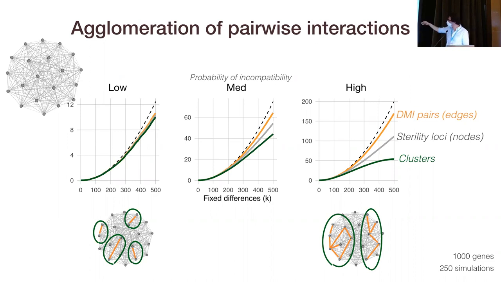But as we increase the probability of incompatibility, in the panels in the middle and on the right, you have a decoupling of those measures. And the decoupling is basically a result of this agglomeration pattern that I was trying to hint at before, right? So while the pairs continue to accumulate in a quadratic way, those start to be connected and become larger and larger clusters of complex DMIs. So the implication here is that the snowball is not at risk at the pairwise level, but if all you have to look for in your particular species or pair of species of interest is clusters, for example, or even sterility loci, you might not see a snowball effect.